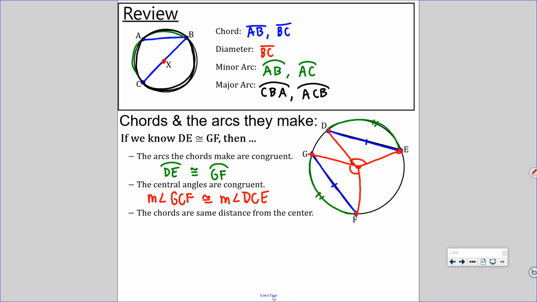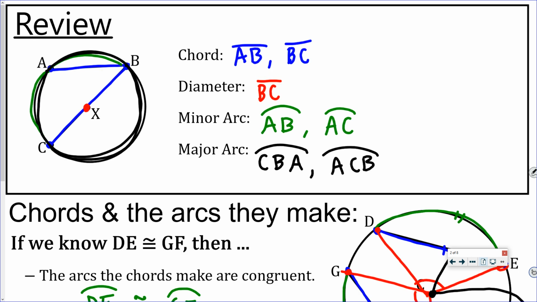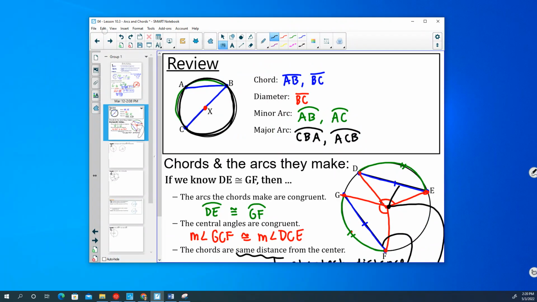Okay, this one's fun. The chords are also the same distance from the center. When we talk about the same distance, we need to assume we're talking about the shortest distance. Okay, because you could start your sentence here and be like, well, wait, if I went all the way like this, that's way longer than that distance. We're talking about the shortest possible distance here. Okay, so let me get rid of that.